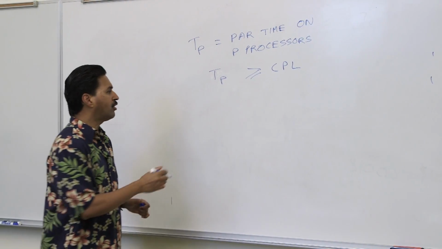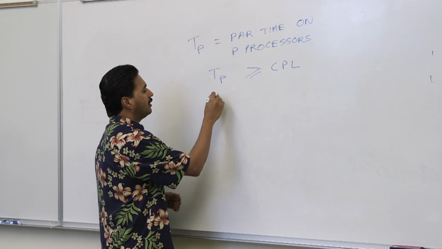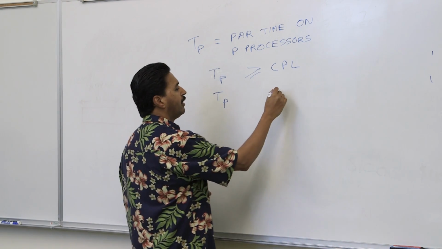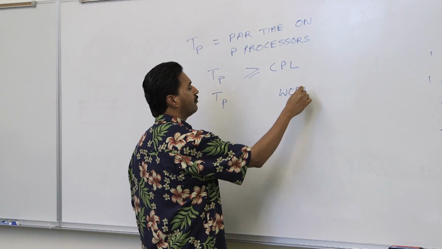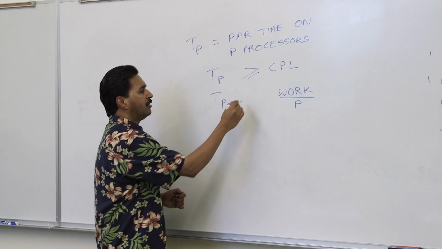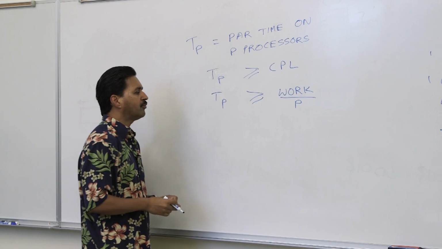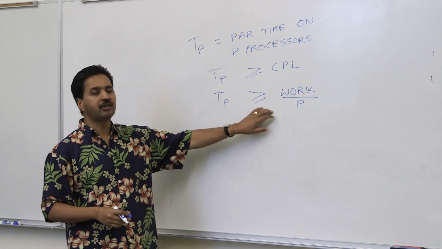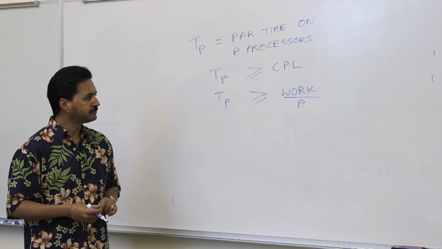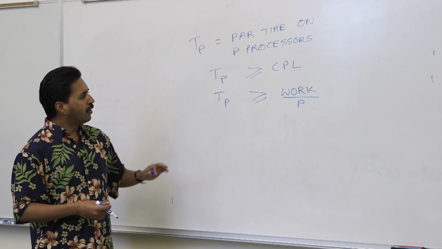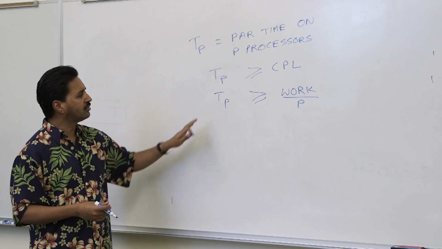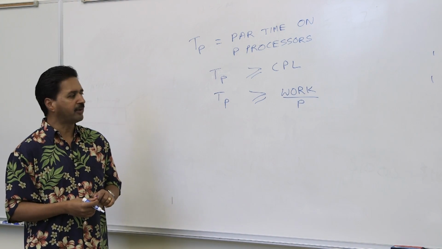There's another interesting observation that we can make, which is that for p processors, if we take all the work, the best case would be to divide it up evenly among all the p processors. So the parallel execution time must also be greater than or equal to the ratio of work divided by p. Now, with these lower bounds, we can reason about the best case for the parallel execution time.